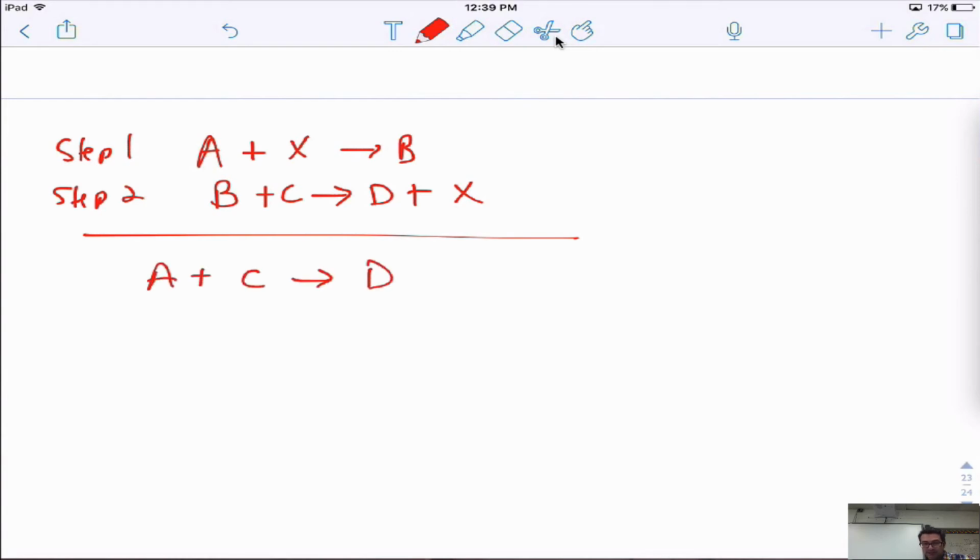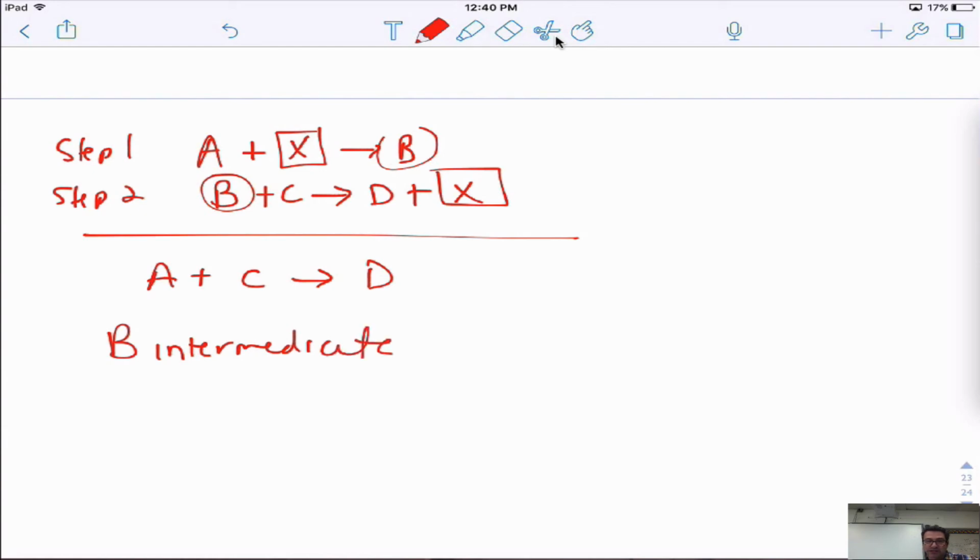So I have 2 components here, B and X, that don't end up in the final. B is an intermediate because it's generated in the first reaction, and then it's used up in a subsequent reaction. X is a catalyst because it starts in the beginning, it's added in the reaction, but then it's regenerated at the end of the reaction. That's what a catalyst does. When they say a catalyst is not used in a reaction, it means that it's reacted and then regenerated. So that is kinetics for you.